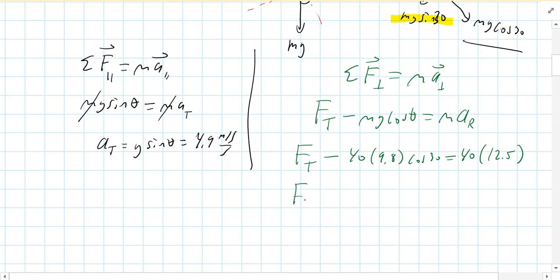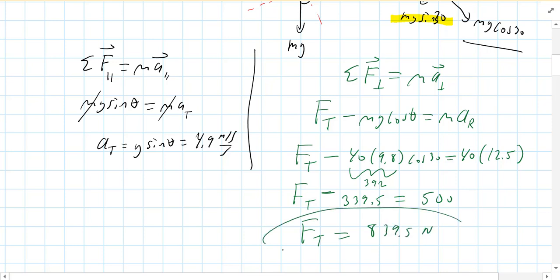Now I want to mention something here. At this point you would just plug and chug, but I want to say something. This number here is the weight of the kid, and if you plug that in your calculator, you should get 392 newtons. What you're going to notice is when we solve for Ft, it's going to be more than that. So in your calculator, 392 times cosine of 30 gives 339.5, and 40 times 12.5 is 500. So your Ft, you add them up, and you get 839.5 newtons, which is a lot more than the kid's weight. It's more than double the kid's weight. So the kid would feel really heavy at this moment.